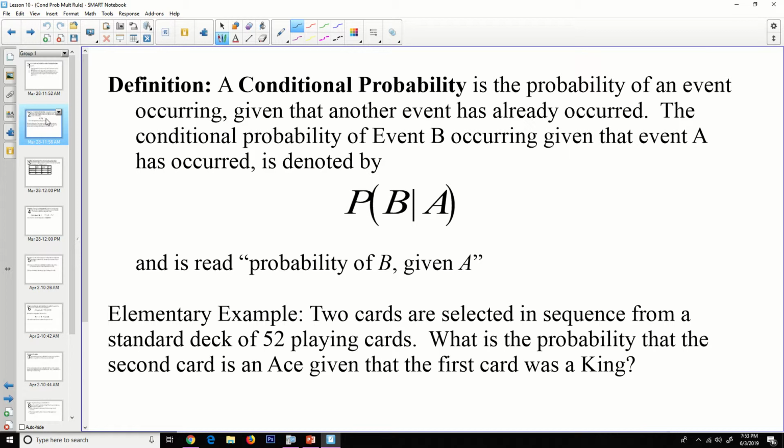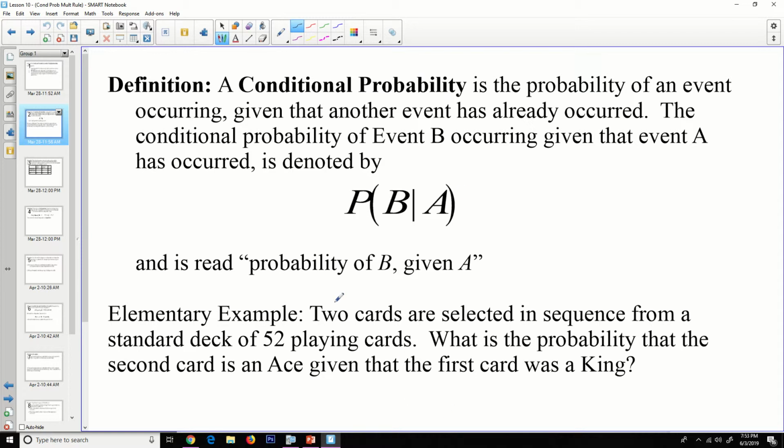So first, let's define conditional probability. Conditional probability is the probability of an event occurring given that another event has already occurred. The conditional probability of event B occurring given that event A has occurred is denoted by P(B|A), with the vertical bar there, and we read that probability of B given A.